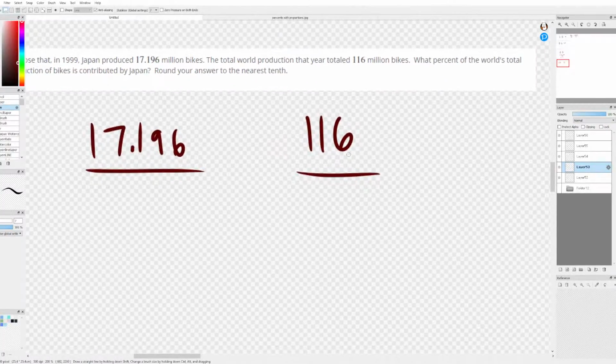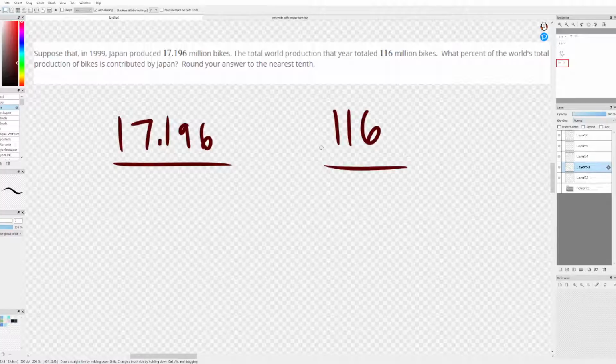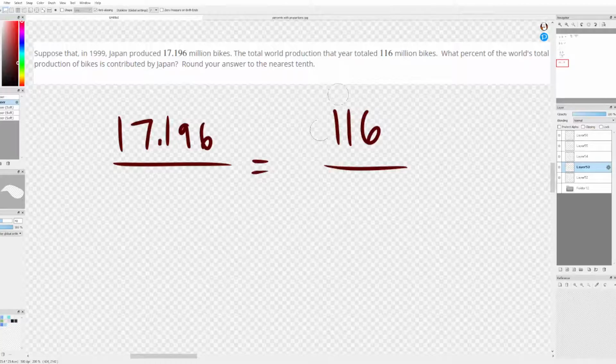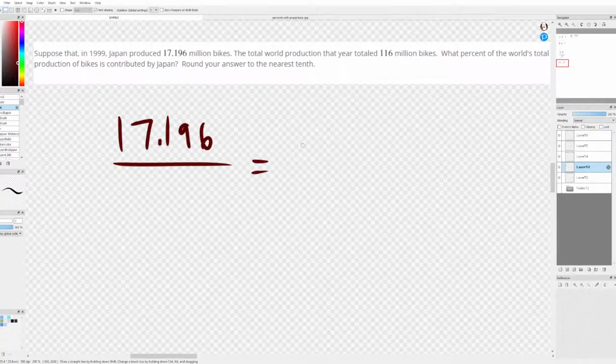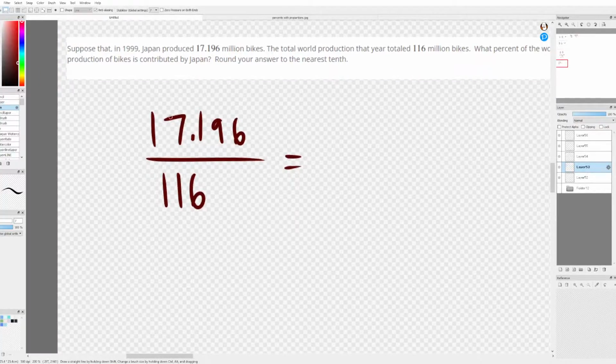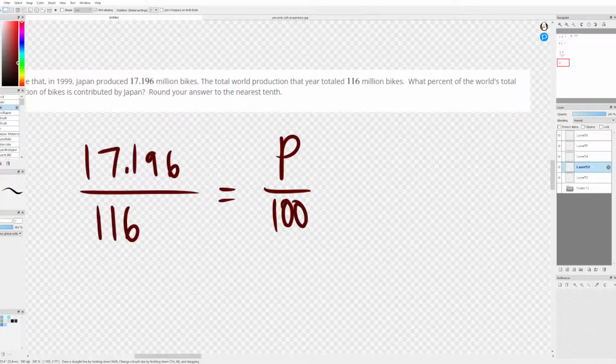Hold on. Let me think this one through. When we're using proportions, we don't know the percentage. I don't know why I put 116 up there. It'll be 17.196 over 116. We know that the smaller number is going to be on top because they can't produce more than what the world produced. If we're including Japan, that just doesn't make sense. So we'll put 116 million on the bottom, and then we'll do P over 100 to find percent, because we're looking for percent.